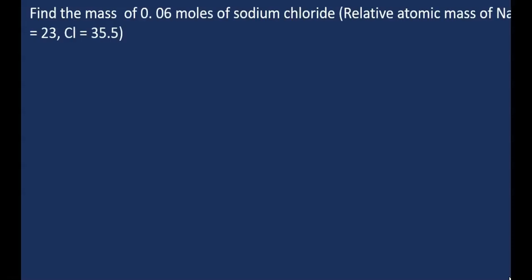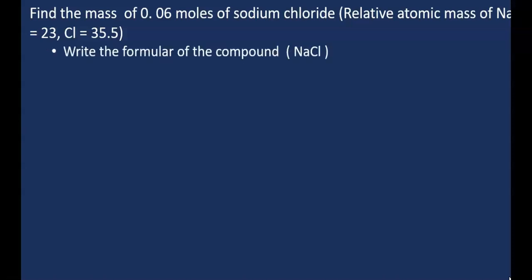Now let's reverse the question to create a situation where we know the number of moles, but we don't know the mass. Find the mass of 0.06 moles of sodium chloride. We know the relative atomic mass of sodium is 23 and the relative atomic mass of chlorine is 35.5. To calculate the mass, follow the same steps. Step 1, write down the formula of the compound. In this case, it is sodium chloride.